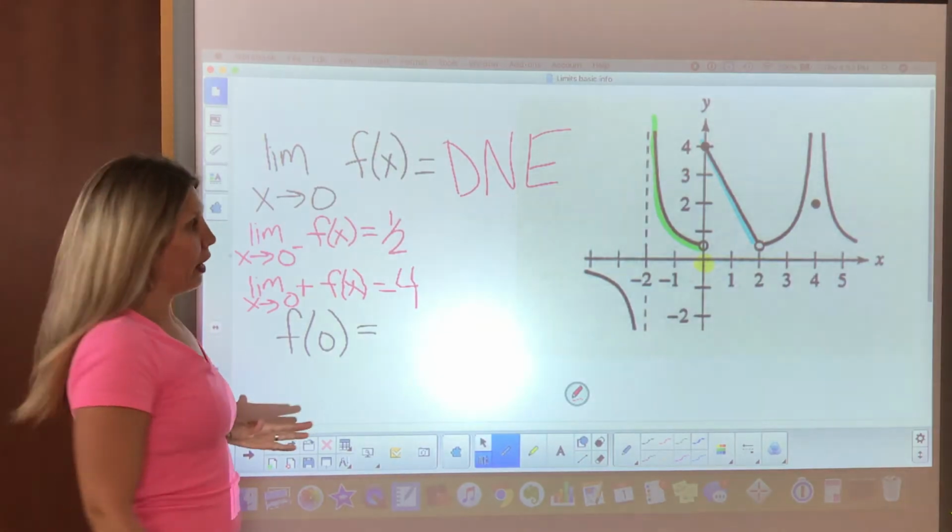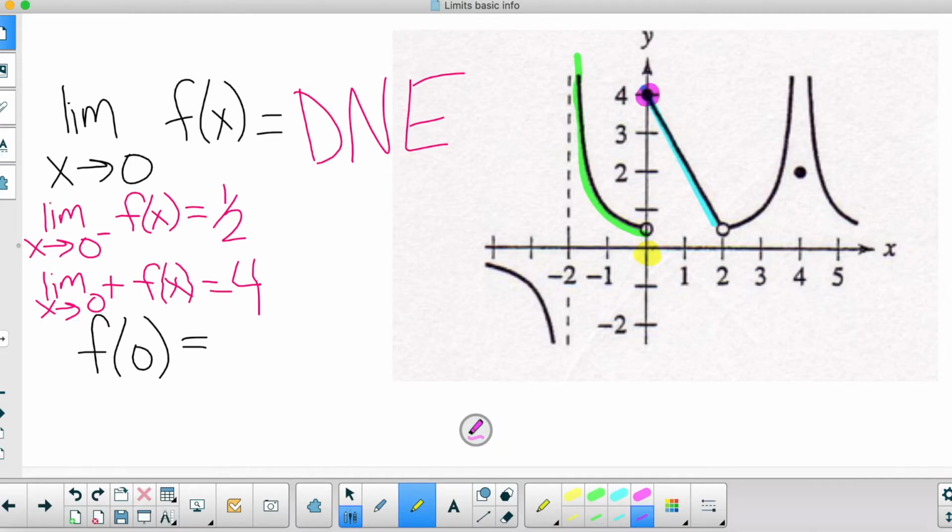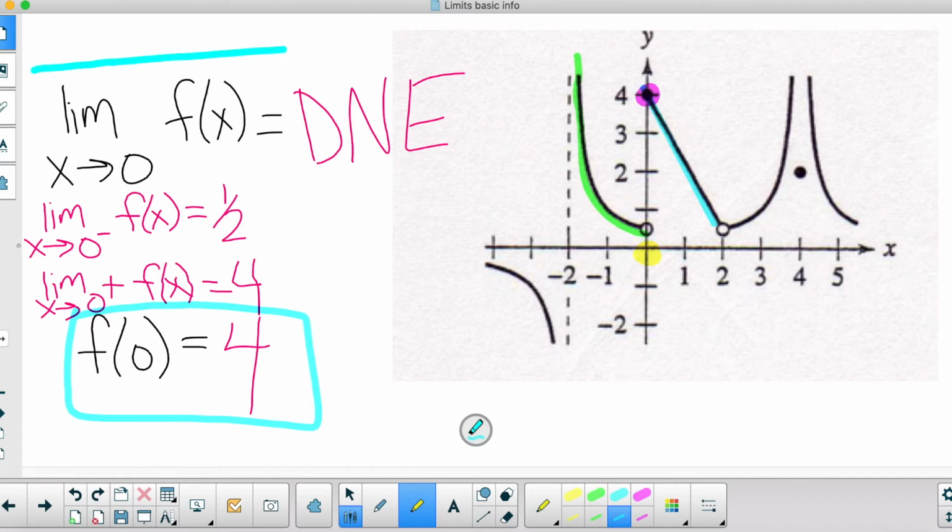But what about our value? Values are your closed-in circles, correct? Values are your closed-in circles, which means the value is 4. So as you look at these, you've got the value at 4, and your limit does not exist.